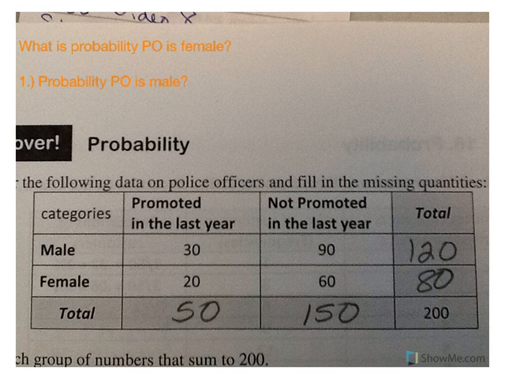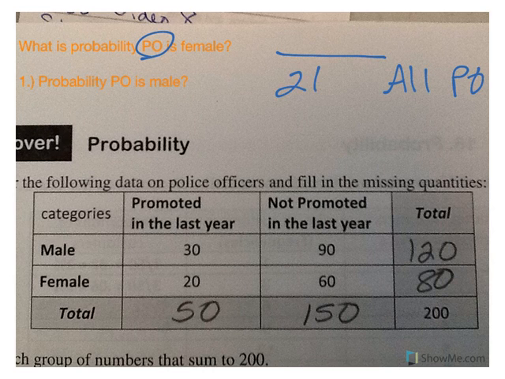Well, I think it's important to recognize what is the total that we're talking about. We're talking about all police officers. So the bottom is going to be all police officers, and we know there are 200 of them. In the top, we want to know about females. If you look in your table, you have 80 females. So the top would be 80, and when we change that to a decimal, we end up with an answer of 0.4. So your probability of picking a female police officer would be 0.4.